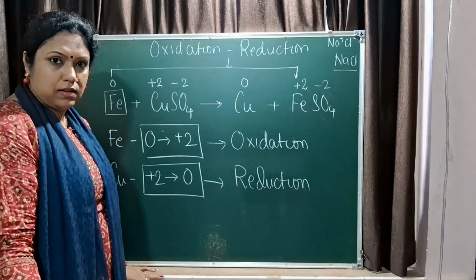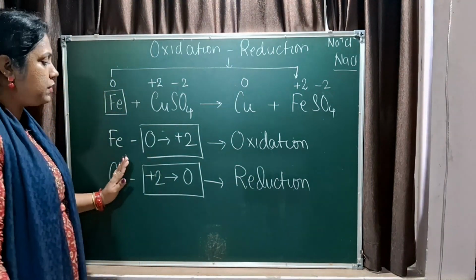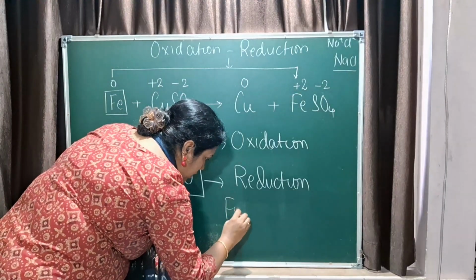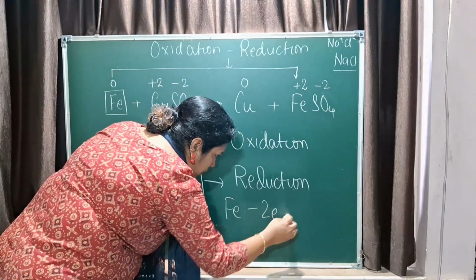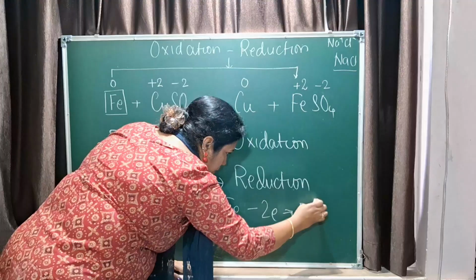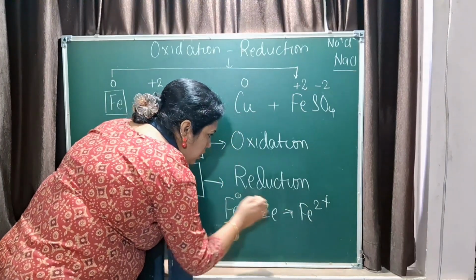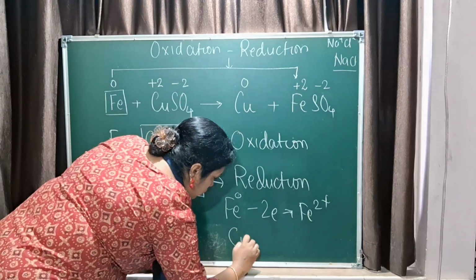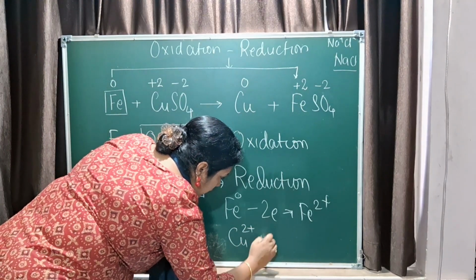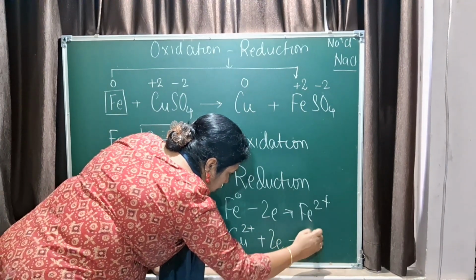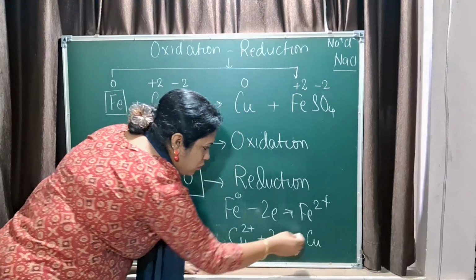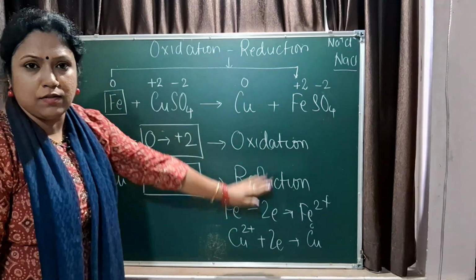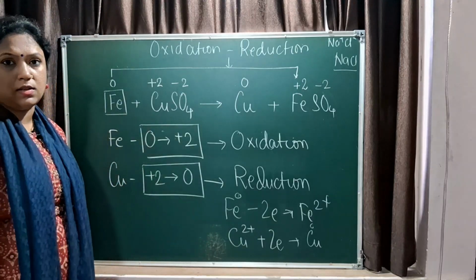Clear? Easy? Now in this way we can find. Now if a loss or gain of electron type question is given, Fe minus 2e gives you Fe2+, here also 0 to +2, oxidation. Cu2+ gains electrons to form Cu, +2 to 0, reduction. So in any way if the question is asked, you can easily answer it, right.